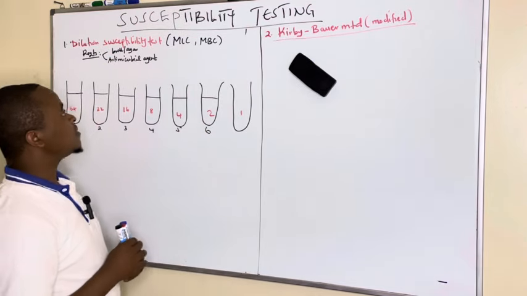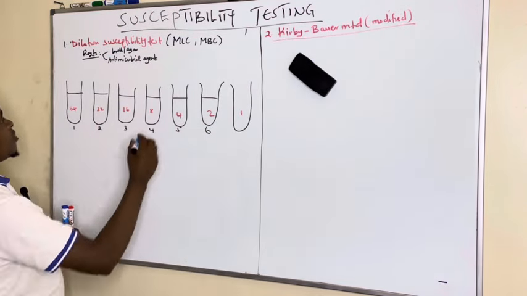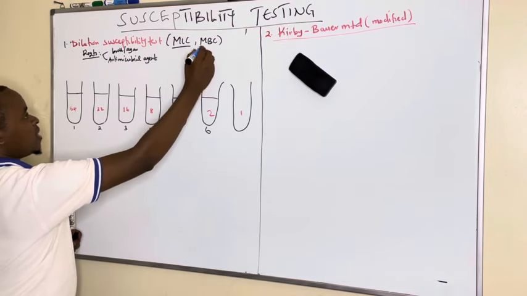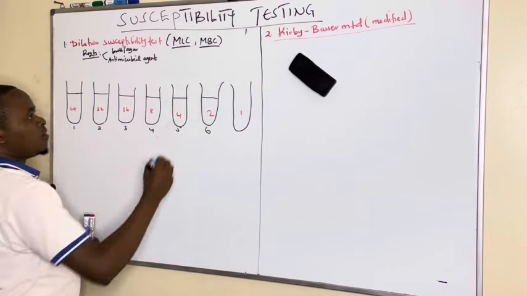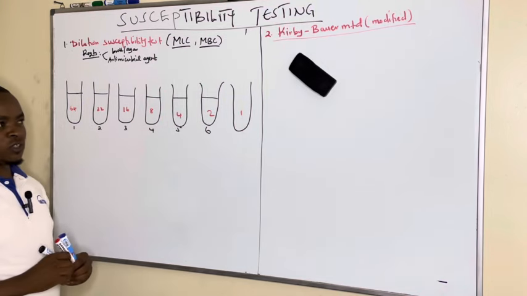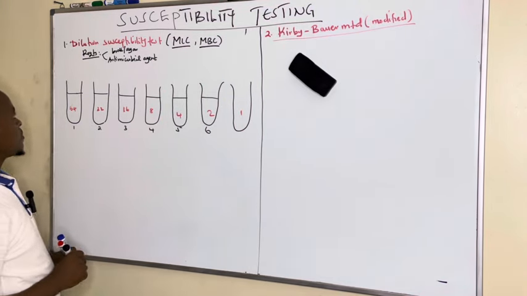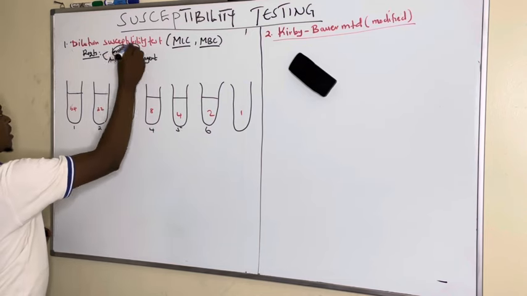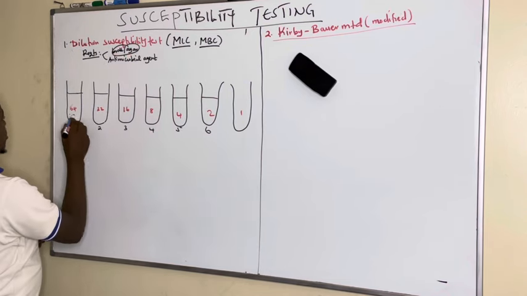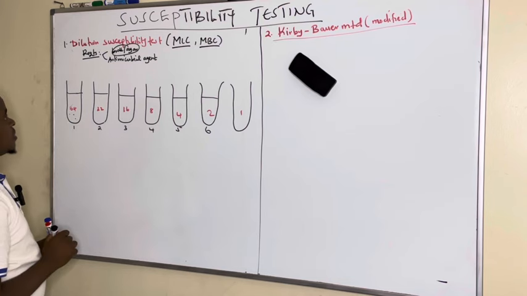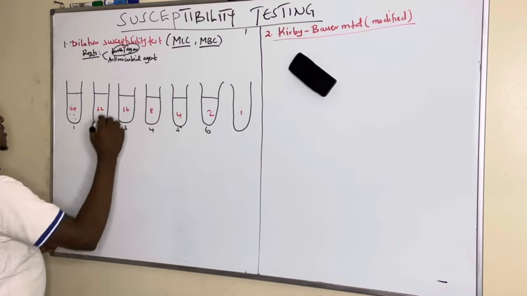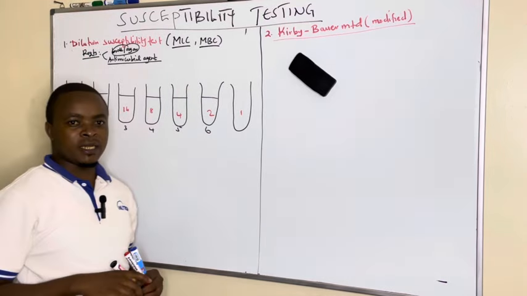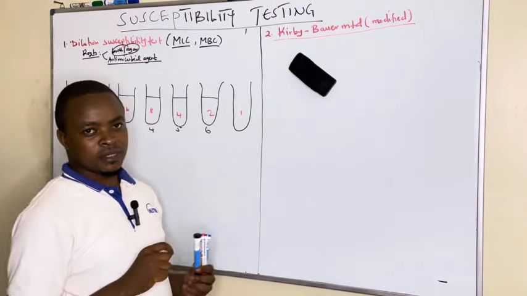Under dilution susceptibility testing, we want to see how we determine the minimum inhibitory concentration and the minimal bactericidal concentration. Among the requirements we need is the broth or agar. After adding the broth within the tubes, we make serial dilutions of the antimicrobial agent for which we want to determine its MIC and MBC.